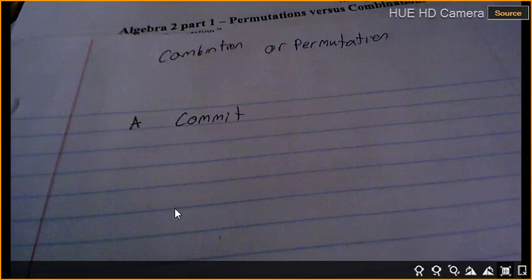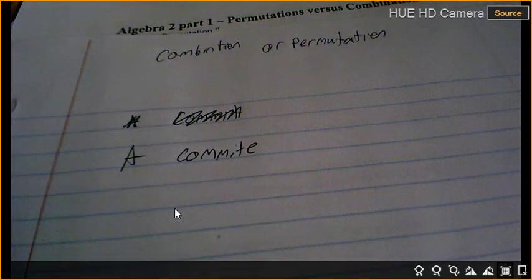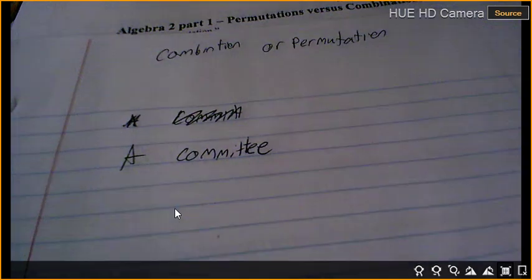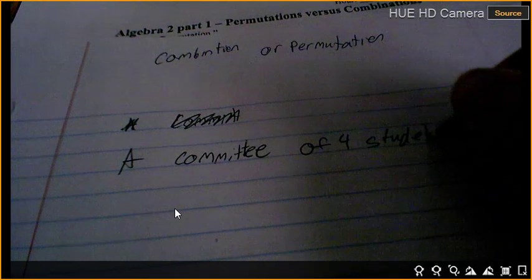Okay, so we're talking about the differences when you use combination, sorry about the spelling, or permutation. Okay, so we want a committee. Is that how, Miss S, is that how I spell committee? I-T-T-E-E. Okay, a committee of 4 students out of 32.